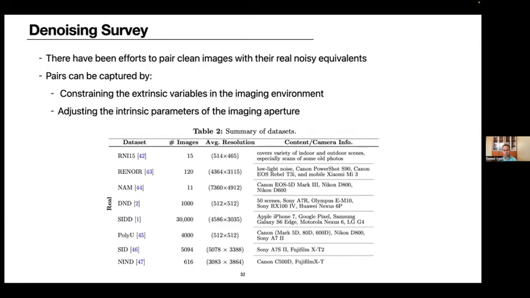In addition to the synthetic datasets, efforts have been made to collect datasets of real noisy and clean pairs for training. The table here indicates the summary of the most commonly used real datasets in the denoising literature as well.